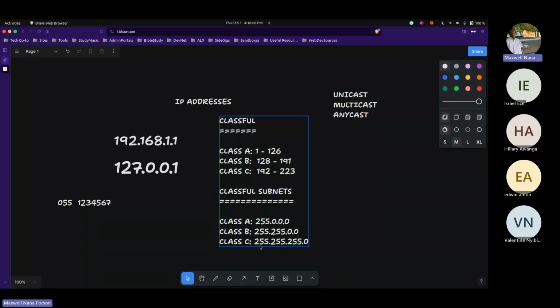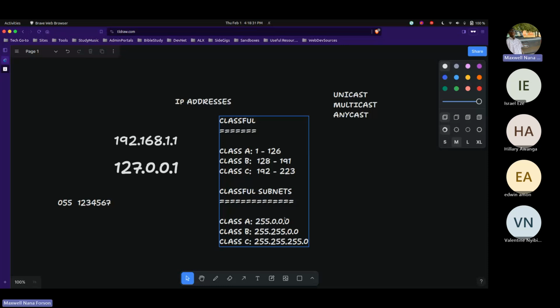So if I'm having a class C, I can only have up to 254 addresses, right? And for class B, that's somewhere around 65,000 plus. And for class A, you can look that up, it's into the millions or so.